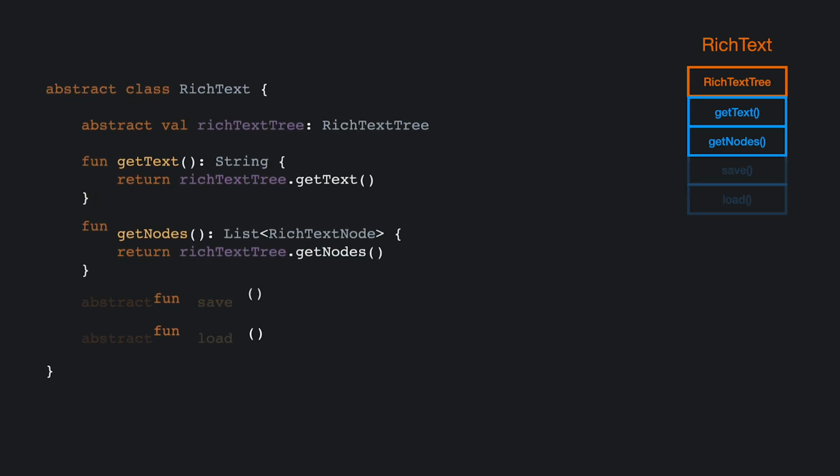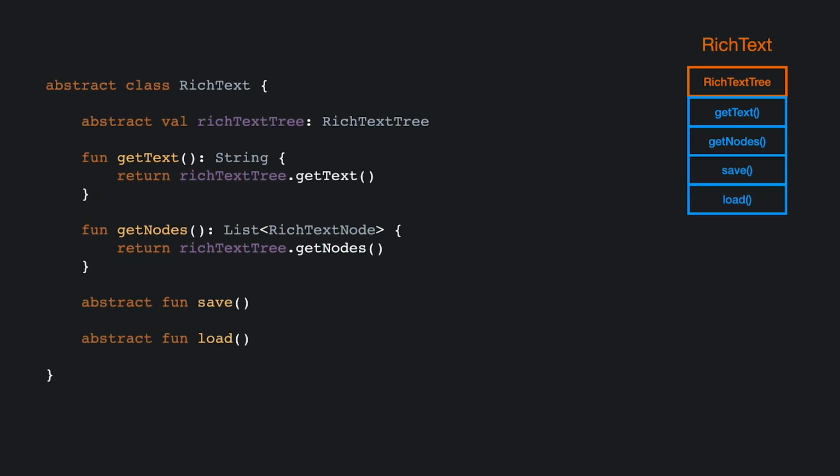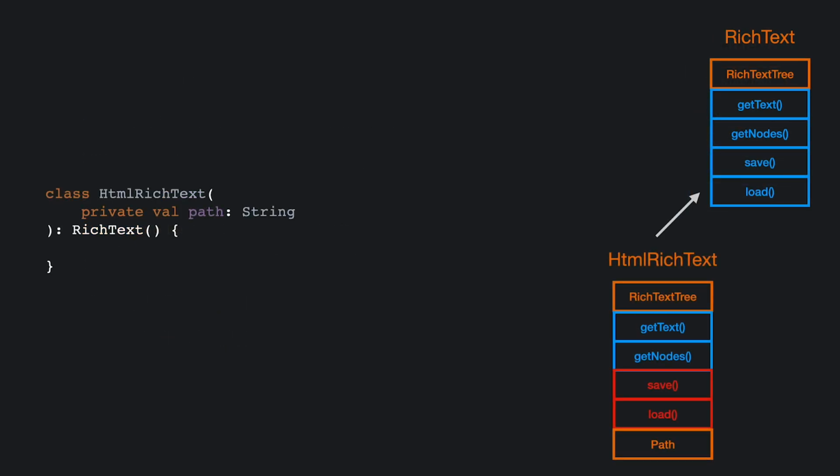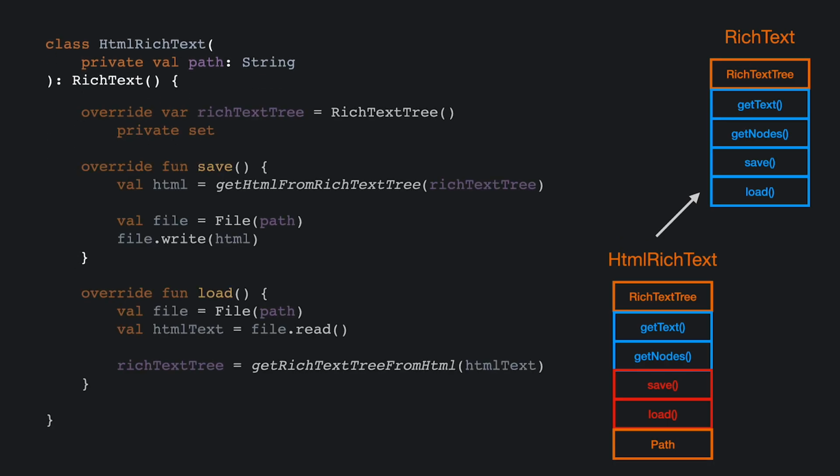Now we want to add two abstract methods, save and load, that are going to save and load the rich text from and to a file. We can use those two methods with HTML files, markdown files, and maybe even JSON files. Now we can create a new HtmlRichText class which extends the RichText abstract class, and we are passing the path of the HTML file in the constructor. Now we can override the save and load methods.